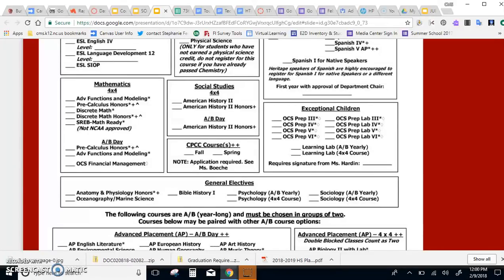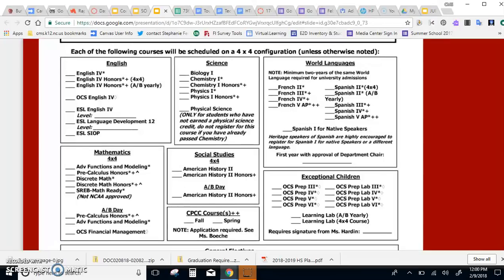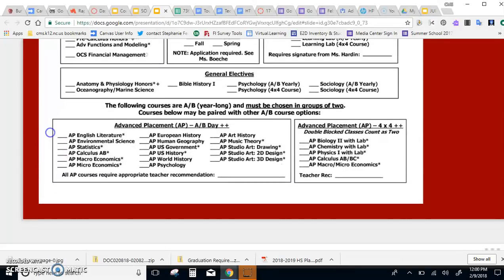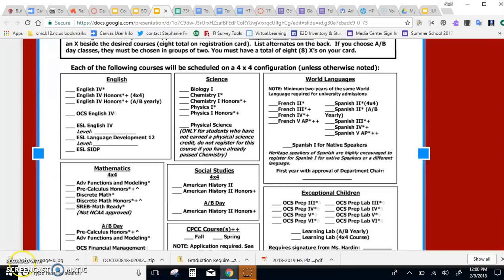Now let's look at the science section. You have 4x4 courses to choose from, as well as AP courses. The AP Science courses are listed at the bottom of the card.